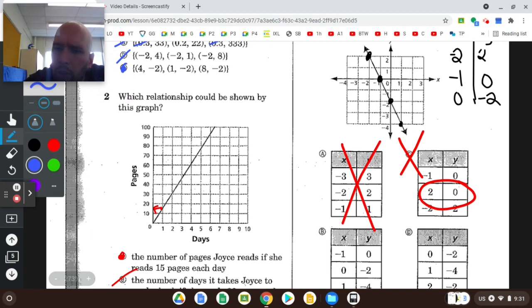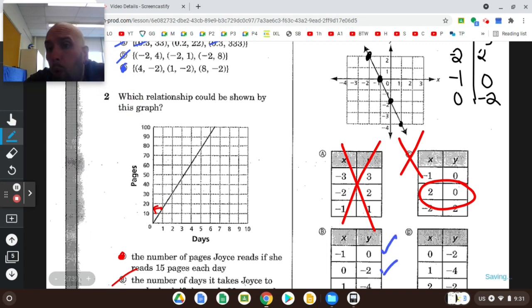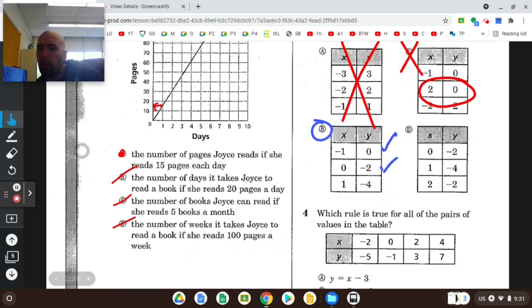-1, 0, check. 0, -2, check. 1, -4. Yep, it's B. So, I don't know. I started out by just making points, but it was probably better if I just used my answers first to see which one seems to make the most sense.